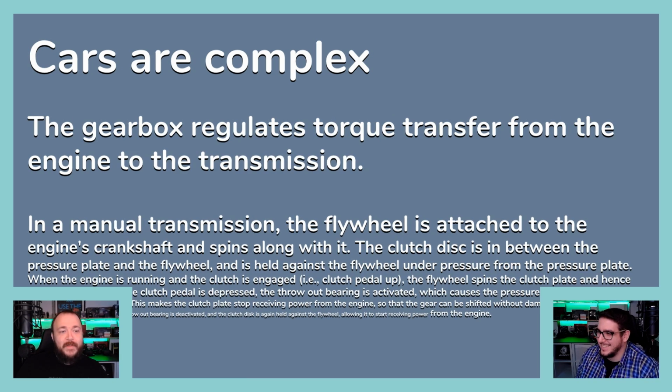And the gearbox regulates torque transfer from the engine to the transmission. In a manual transmission, the flywheel is attached to the engine crankshaft and spins along with it. The clutch disc in between the pressure plate and the flywheel is held against the flywheel by the pressure from the pressure plate.